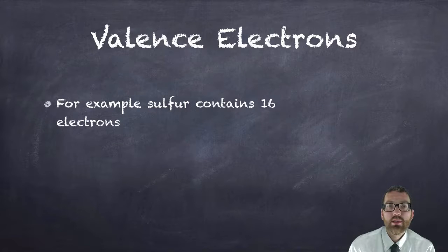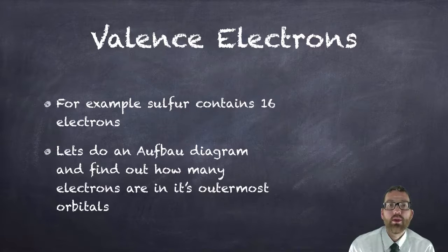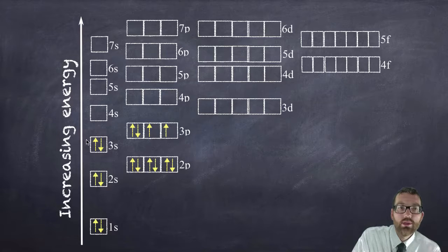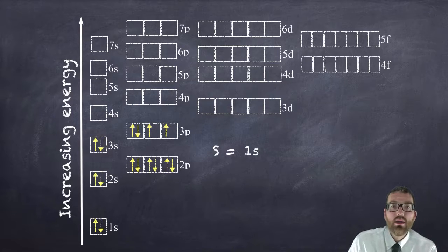For example, sulfur contains 16 electrons. So let's do an orbital diagram to find out how many of those electrons are in its outermost orbitals. Sulfur has 16, so here's 1, 2, 3, 4, 5, 6, 7, 8, 9, 10, 11, 12, 13, 14, 15, 16. So its outermost orbitals are those of the third energy level. We have electrons in the 3s and also in the 3p. If we count those up, 1, 2, 3, 4, 5, 6.